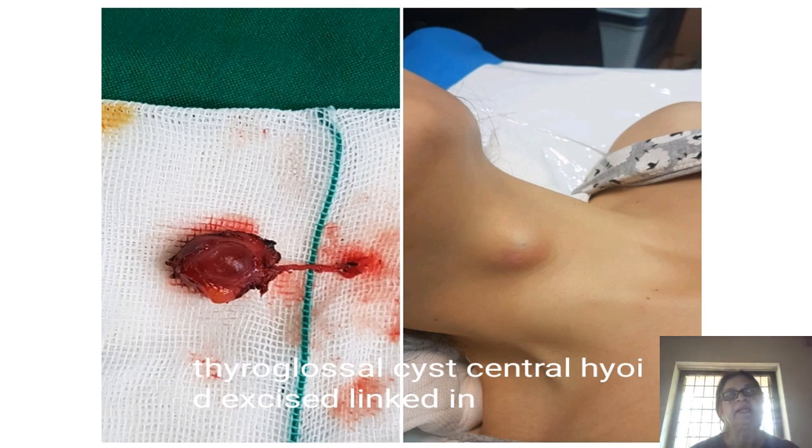This is one from my LinkedIn colleague. He had sent this photograph, so I watermarked it. You have the cyst and this is a very small child, so the hyoid is not going to be huge. It's small, almost a cartilage. So the incision will be made on the summit of the swelling.